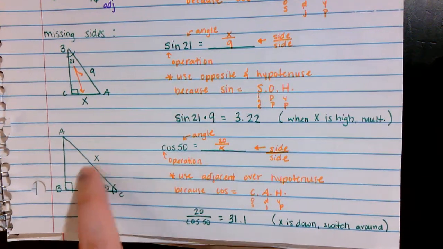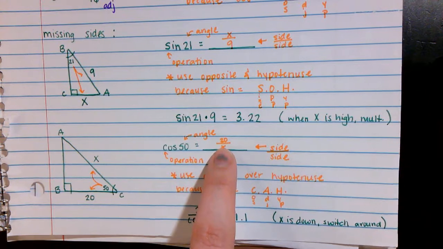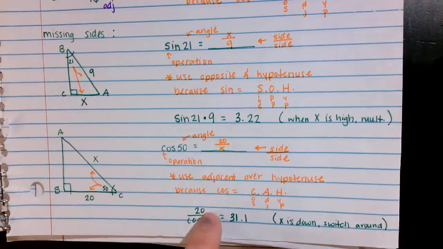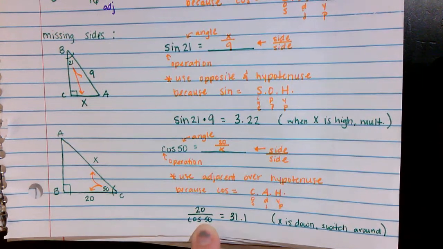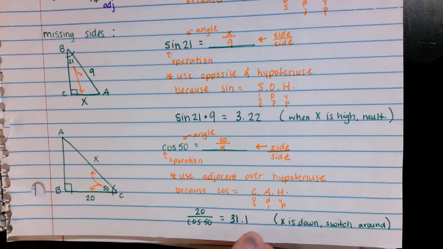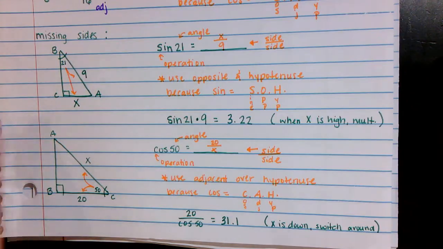And then down here, cosine of 50. Well, from angle 50, cosine is adjacent and hypotenuse. So that would be these two sides. So it would be 20 over x. Because x is down, we just switch these around, and it's actually 20 divided by cosine of 50, not divided by x. And that simplifies to 31.1. So these were just some examples to show you how to actually set them up from the examples given.